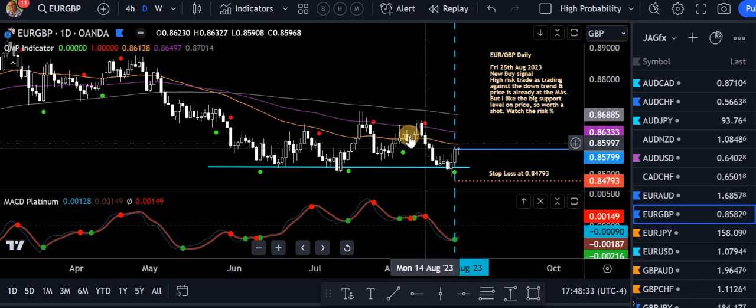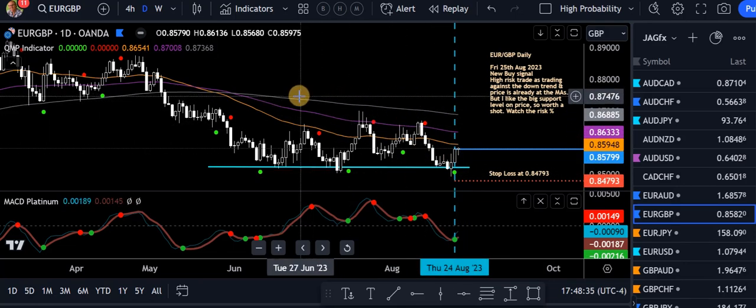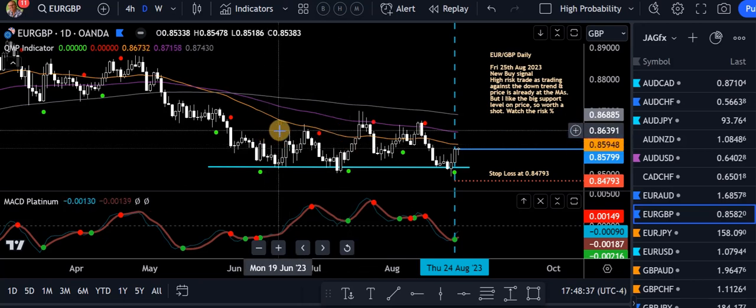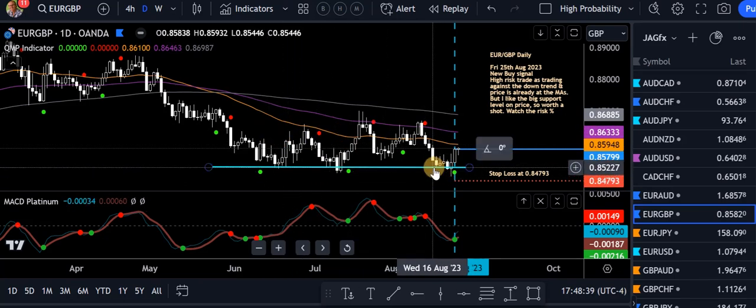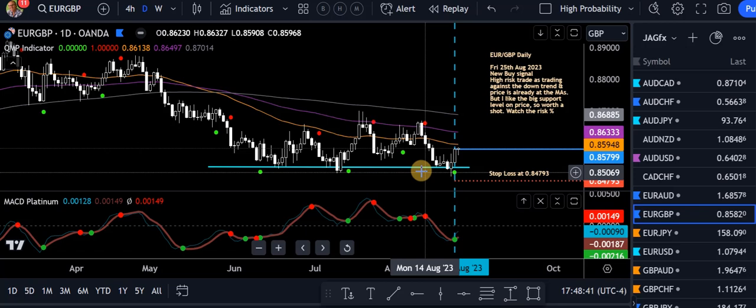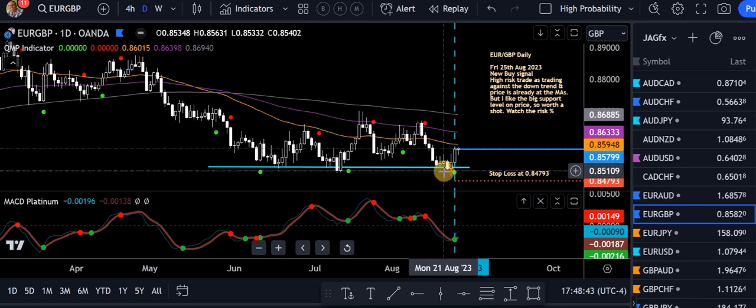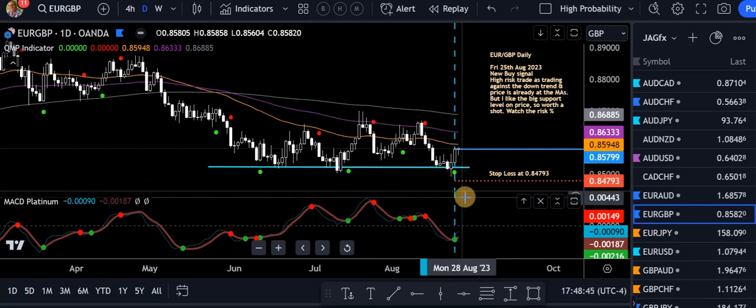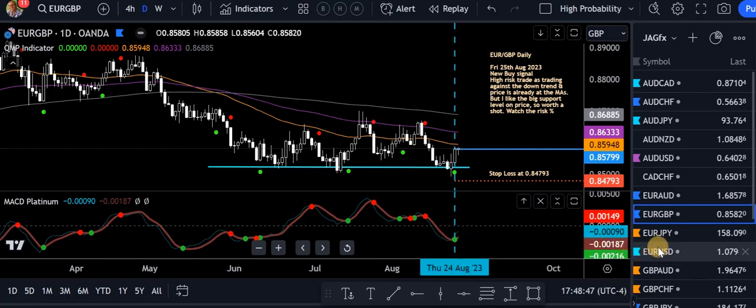So there's a buy. It was a high risk trade again because look at the trend. The trend's heading down, a bit of sideways action, but I'm always going to take these trades when you've got big support and resistance levels, especially on the daily time frame.